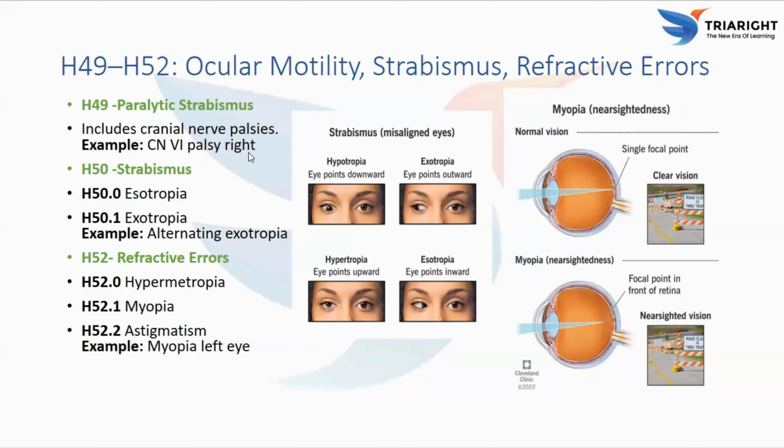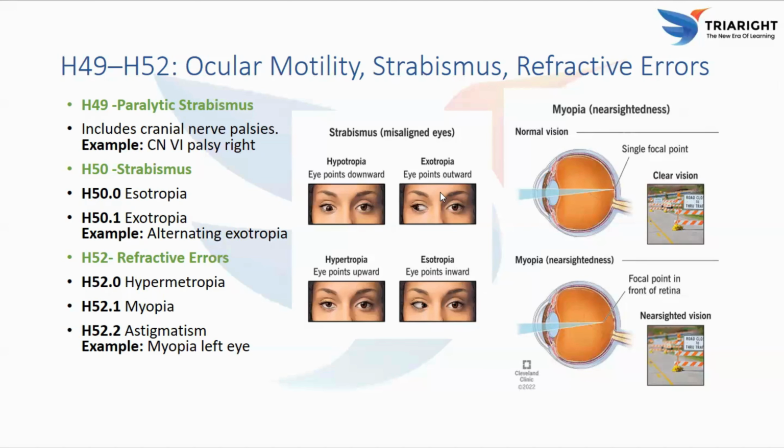Strabismus means the two eyes are not looking in the same direction. So there are types of strabismus here in this diagram. So clearly see the diagram. Esotropia, exotropia, hypertropia and hypotropia. So esotropia, in this case the eye turns inward. So you have to assign the code H50.0 for esotropia.